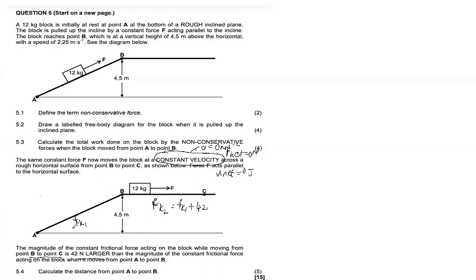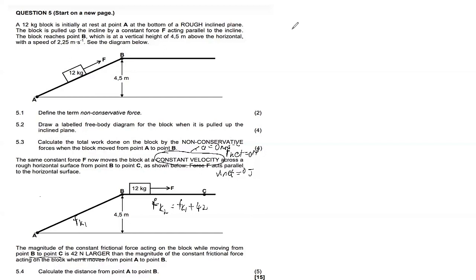So whatever value we have for the friction here, between point B to C it will be 42 newtons larger. For argument's sake, let's say we had 10 newtons as our friction here. That means the friction between B to C will now be 10 plus 42, which would be 52 newtons. Note that we are not being told that it's 10. We are just making an assumption. So let me erase that, because we don't know the magnitude of the frictions. Okay, let's now start.